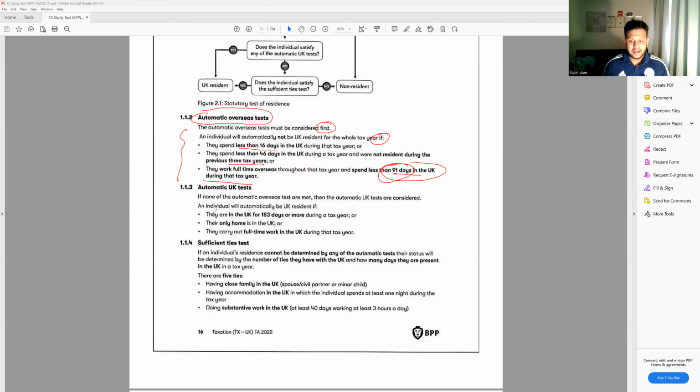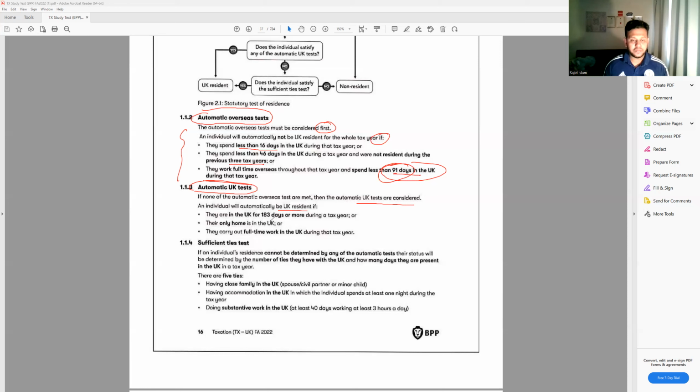The next one we have here is called the automatic UK test. If none of the automatic overseas tests are met, then automatic UK tests are considered. So if we think we cannot satisfy the first condition, then we move to the next one, that is the automatic UK test. An individual will automatically be treated as a UK resident.